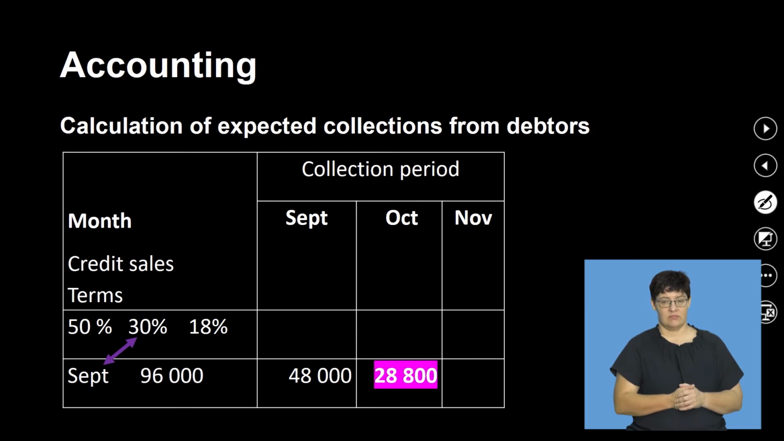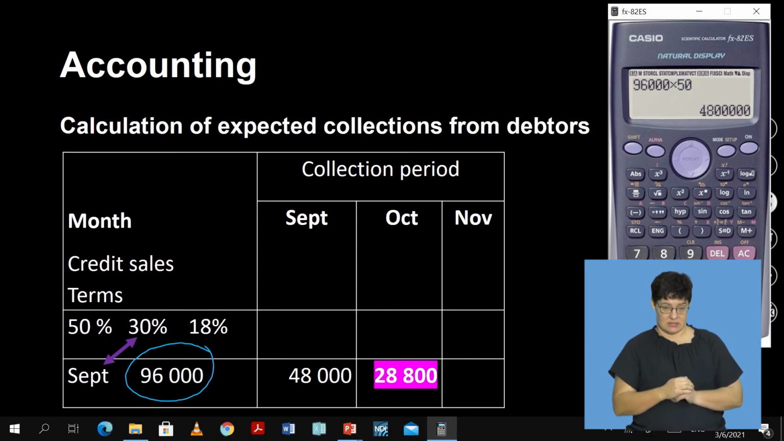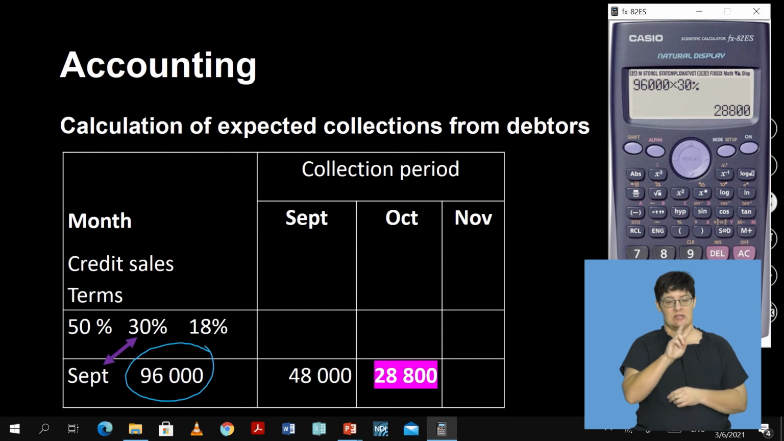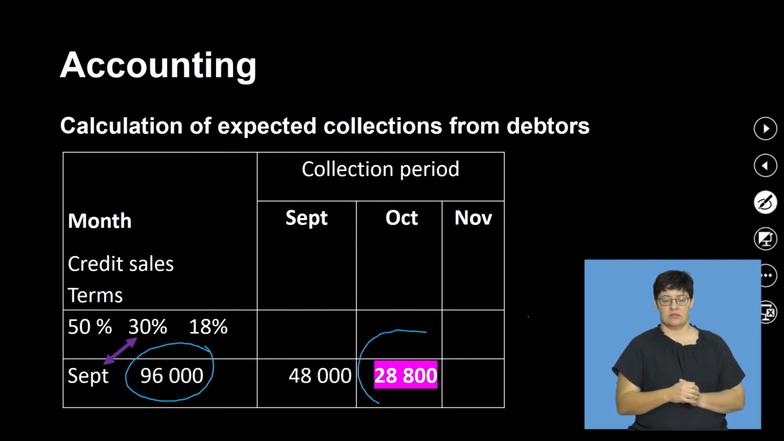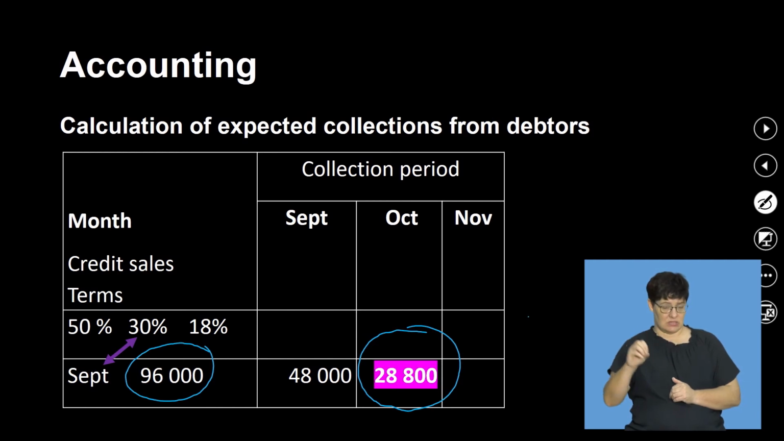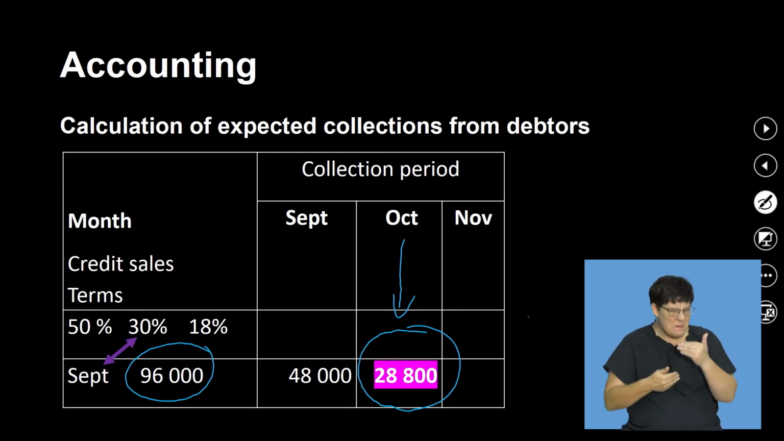Is September going to impact on October? Certainly it is. How? Take your September sale again, 96,000, times 30%, and you've got your figure of 28,800. Here we go. There's your 28,800. You can see that of your September credit sale, 30% will pay you in October. So therefore, in the month of October, you've got your 28,800. Can you see? Are you getting a pattern? Are you getting the flow of things? You should be at this stage.